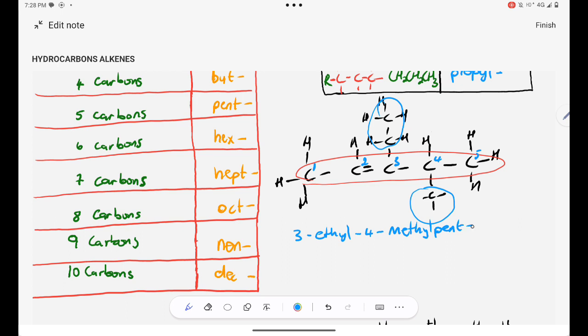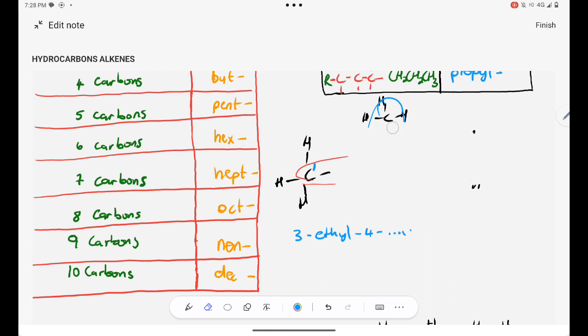I'll simply have pent, and then I need to tell the person who's marking me where the double bond is. The double bond is between carbon number 2 and 3. So I will obviously choose the lesser number. This will be pent-2-ene. So the IUPAC name for this compound is 3-ethyl-4-methylpent-2-ene. Are you together?